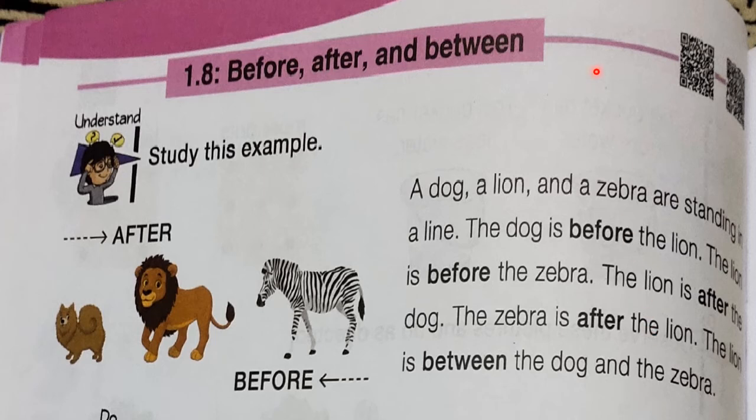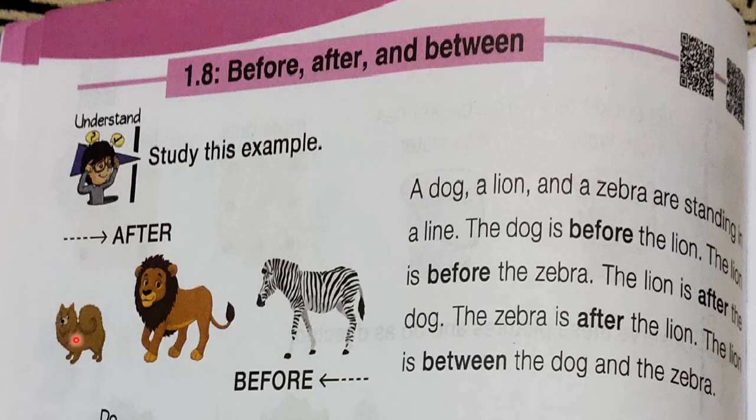Now we are going to study before, after and between. Dear children, now we are going to study before, after and between. So look here, children, there are three animals: a dog, a lion, a zebra standing in a line. Okay, they are standing one by one. Where is the dog? It is here. The dog is before the lion.